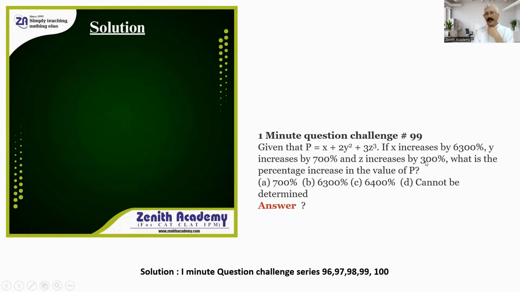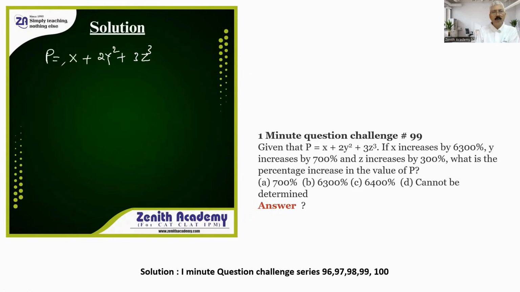Now the next question, 99. Here P is equal to x plus 2y square plus 3z cube. X increases 6300%, Y increases 700%, and Z increases 300%. So what is the total percentage increase in the value of P? So here P is x plus 2y square plus 3z cube. So x increases 6300%.